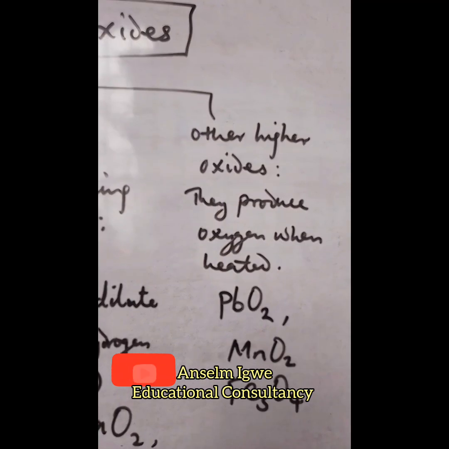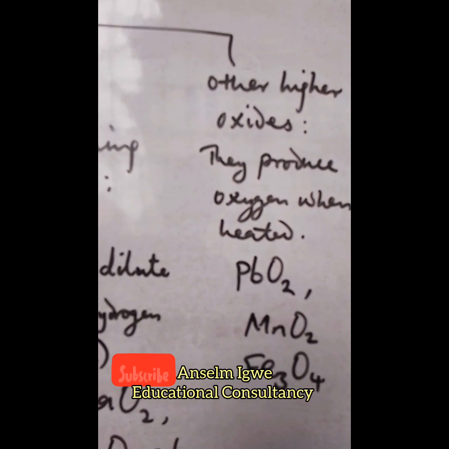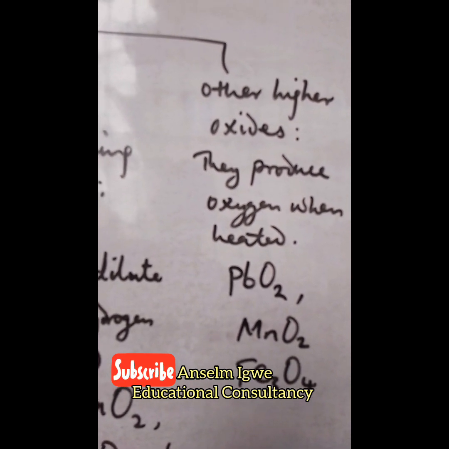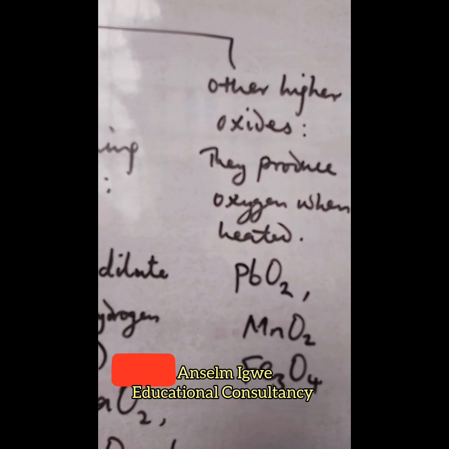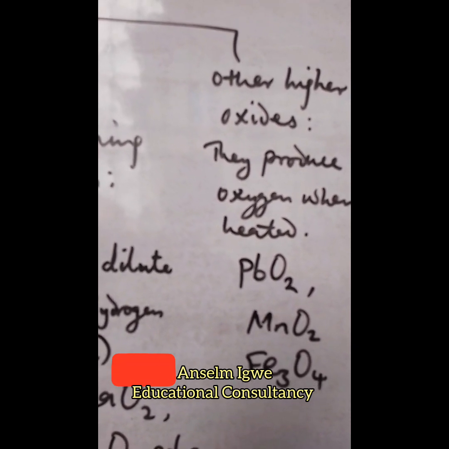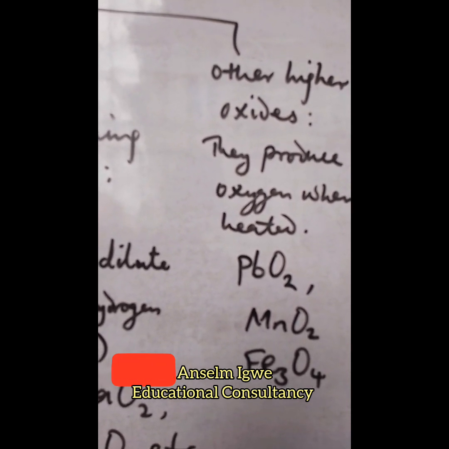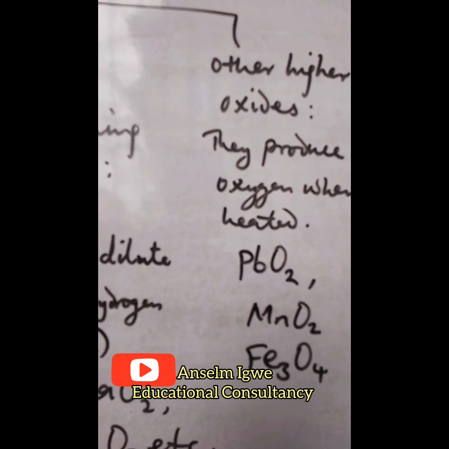So that is the end of the class. We started by defining oxides as binary compounds that have O2 minus ion. And we classified oxides as acid oxide, basic oxide, amphoteric oxide, neutral oxide, and higher oxides, which are classified into peroxides and other higher oxides.